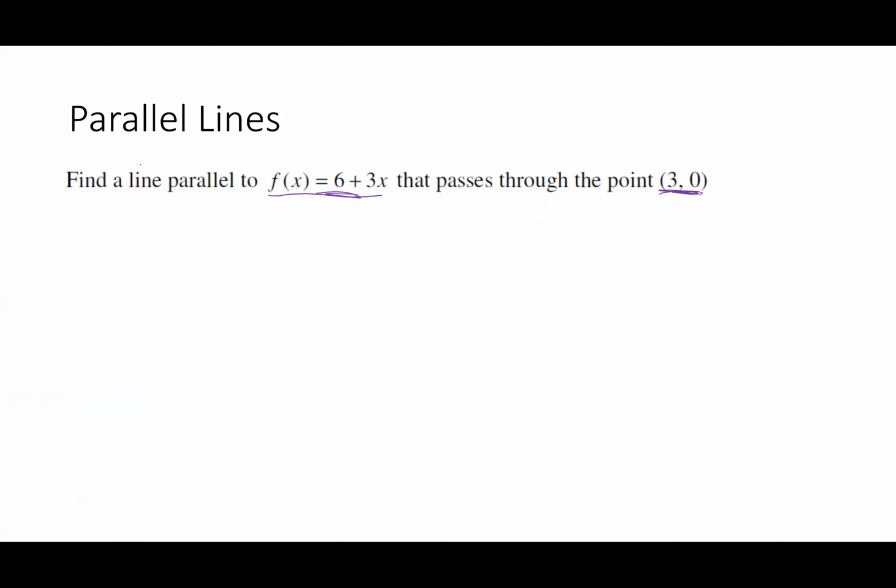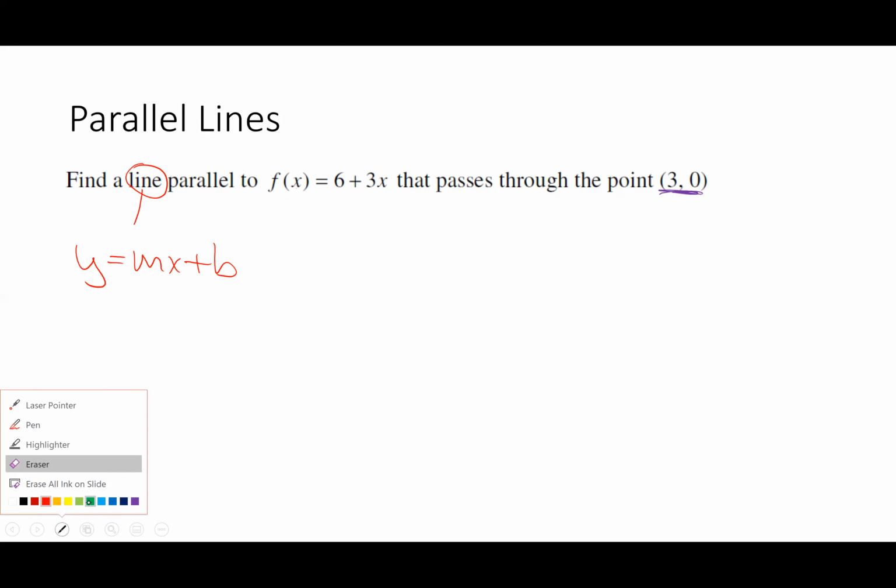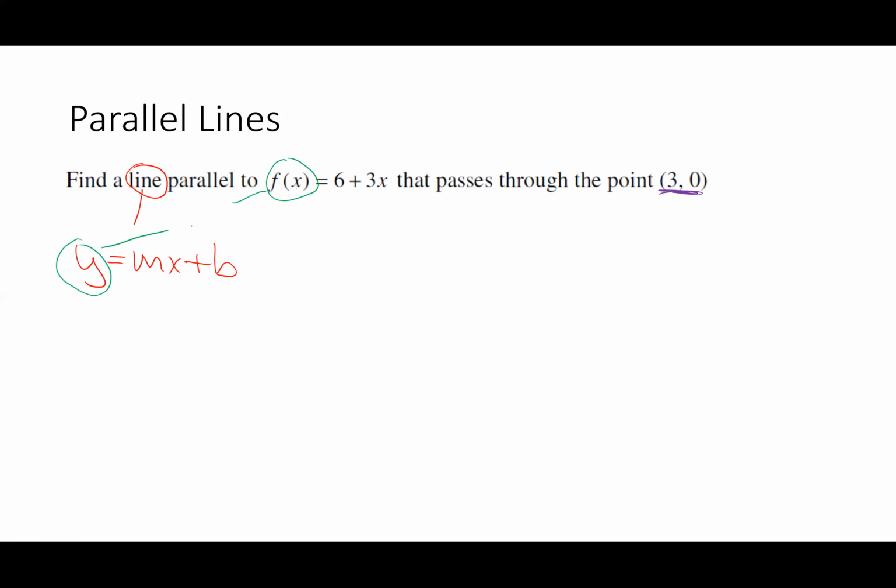So since I'm finding a line, the end result should be y equals mx plus b. That's what it needs to look like after all is said and done. So let's talk about the stuff that we know here. Since this line, whatever it's going to be, is going to be parallel with this function f, there's something I know about the slope. In particular, I know that the slope has got to be the same.